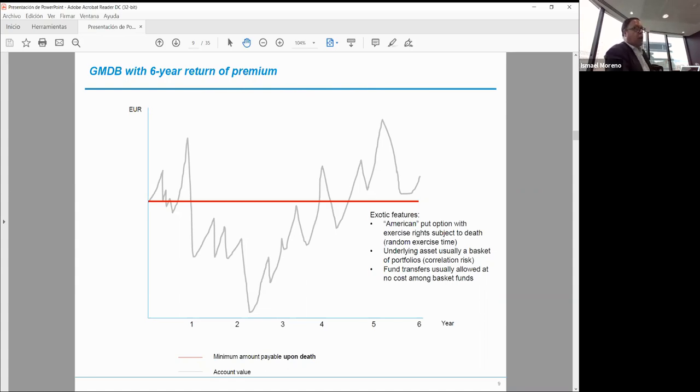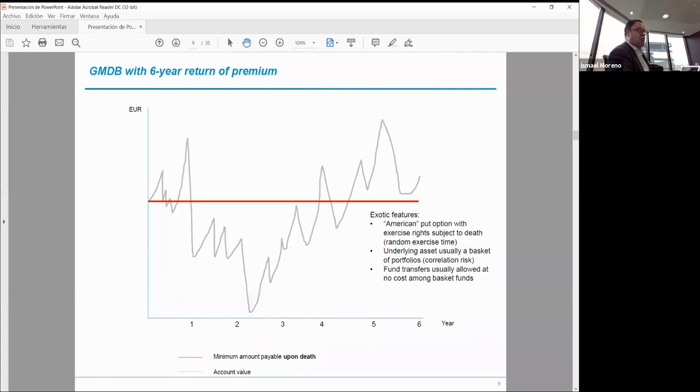Okay, so if you look at it like an option from the perspective of a quantitative finance practitioner, you would go and say, well, okay, how do I value this? It looks like an American put option because it can be exercised anytime, doesn't it? The only tricky thing is that it cannot be exercised at will. Exercise of the option is subject to death, is subject to mortality. So the exercise time is random. And this is particularly the key or the defining exotic feature of a GMDB as an option.